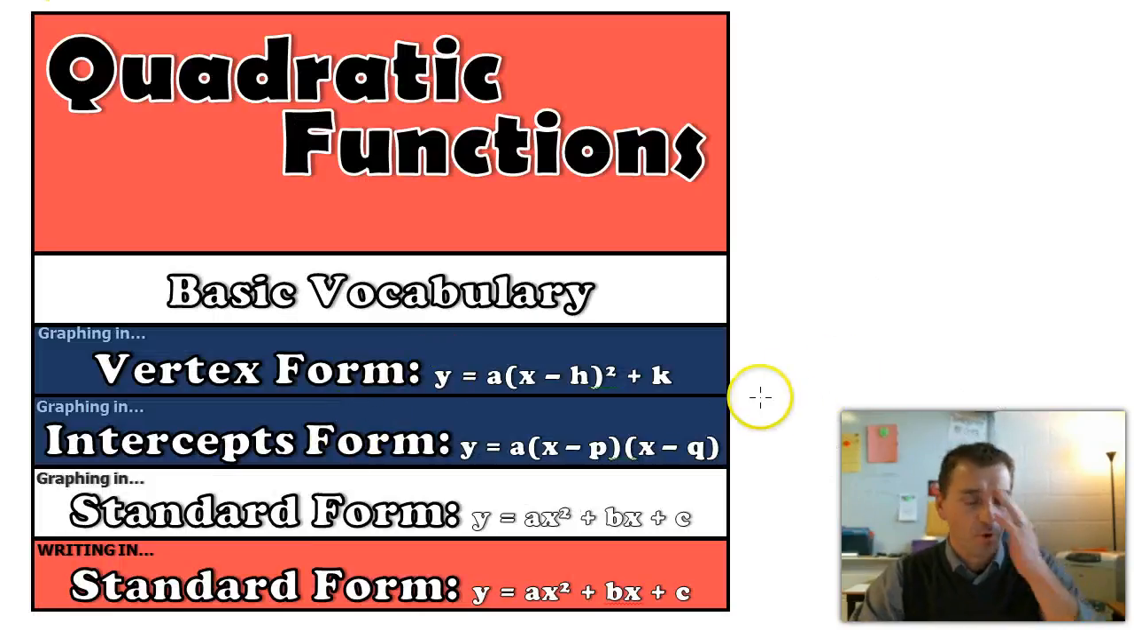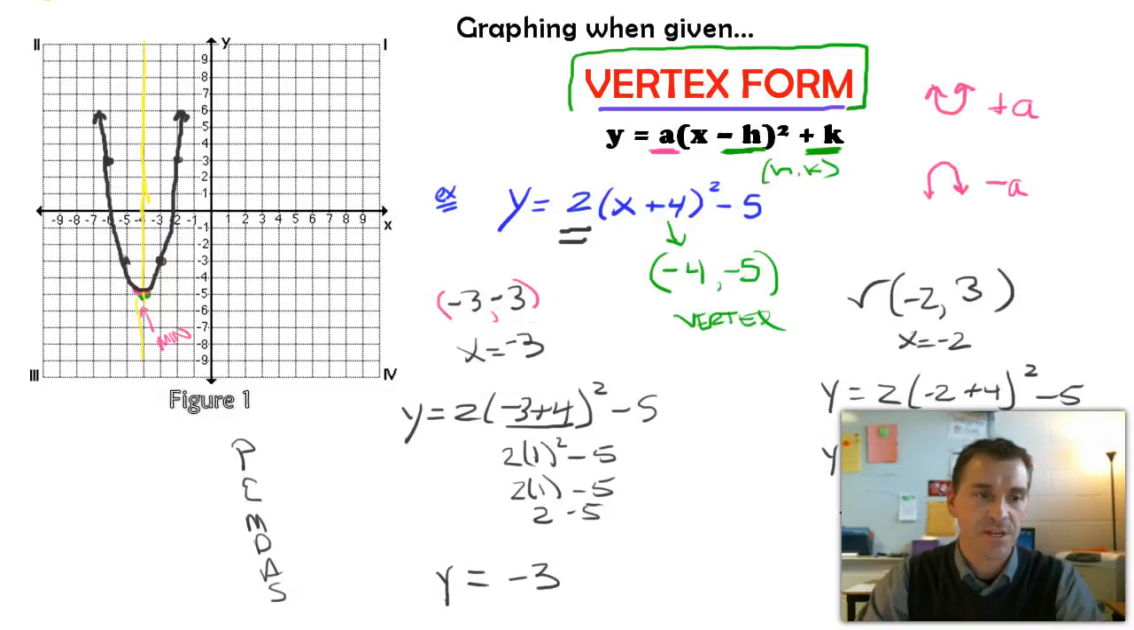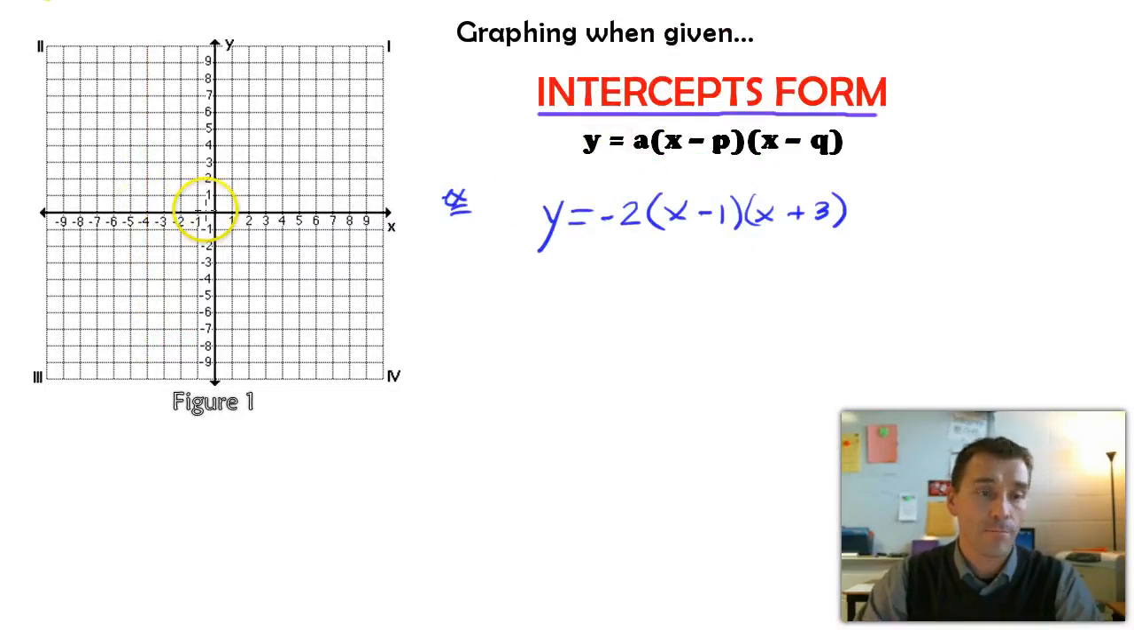Now let's go back to your foldable and let's do one in intercept form. So let's give you one that looks like this. Put your finger on that, open up the intercepts flap, and yes, you're going to see one more coordinate plane. You're going to see two, but we're going to use the first one. Here's the example. It's in intercept form: negative 2 times (x minus 1), and then times (x plus 3). So there's the two quantities, the two binomials, and this goofy thing out there.